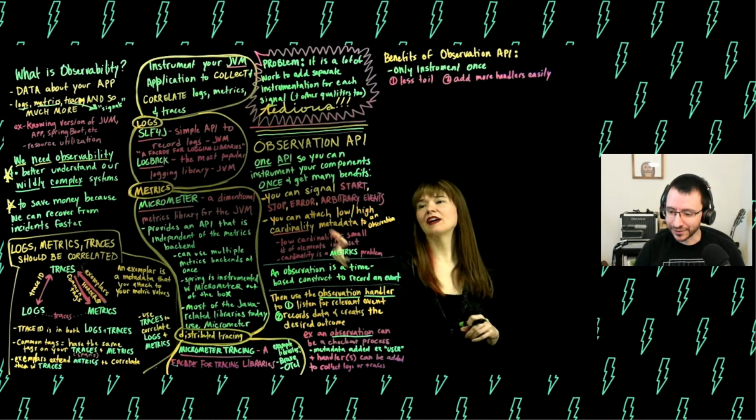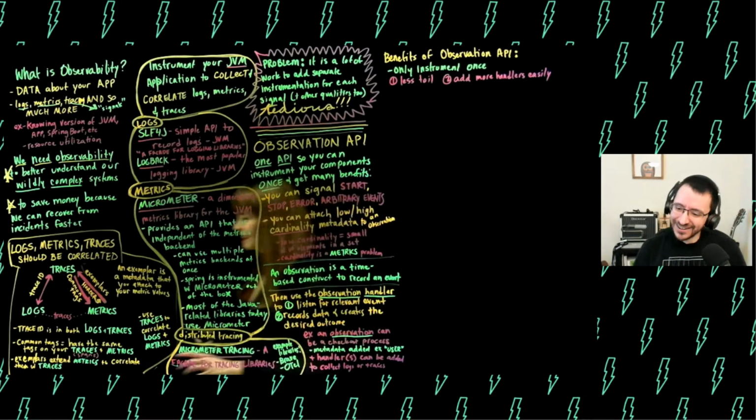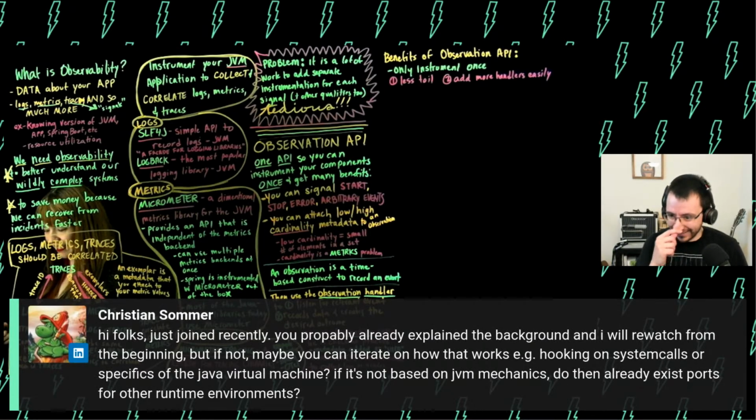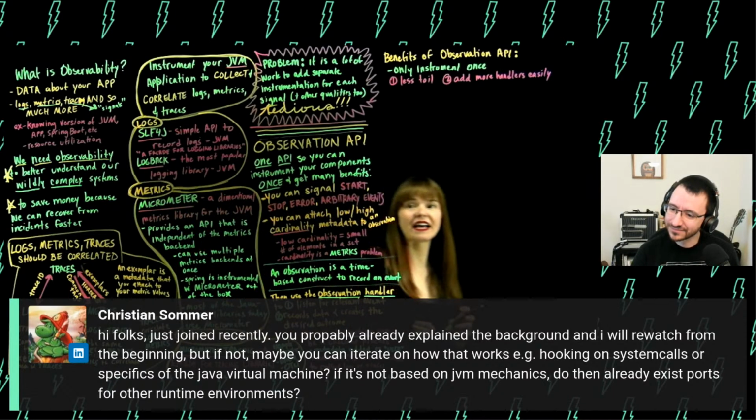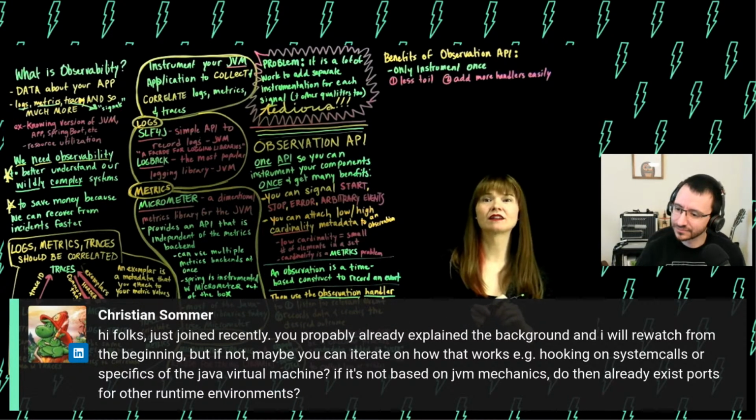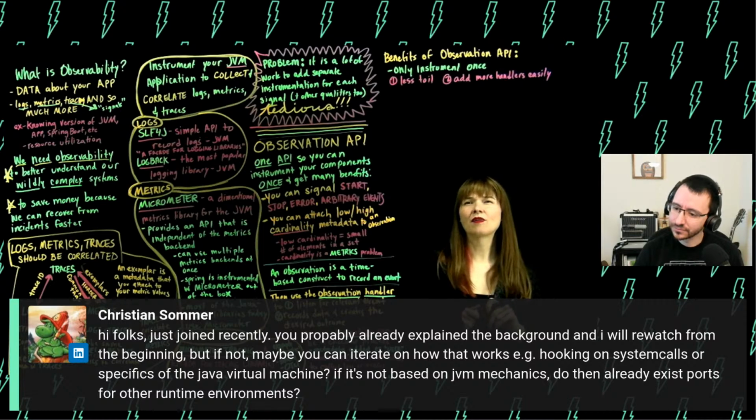Okay. Oh, we have a question. We do, yes. Christian, we have a couple. Christian Summer asked maybe we can talk about how instrumentation works, hooking on system calls or specifics of the Java virtual machine. Do you understand the question better than I do? Hi, Christian, by the way. Good to see you again.